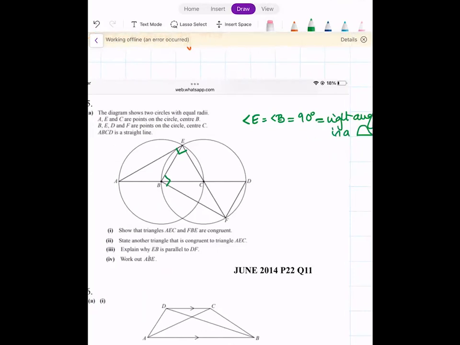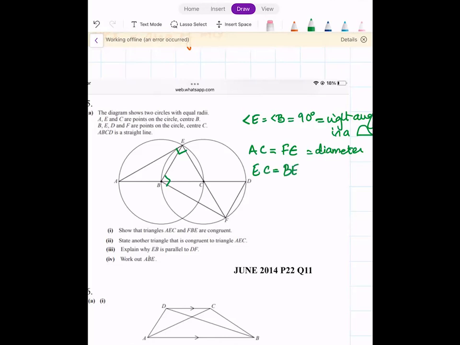Because it's a right angle triangle circle property. Now, can I say that these are the same, equal radii here? So can I say AC length is equal to FE because it's equal to the diameter? Next, what do you have? Let's say that EC is equal to BE.